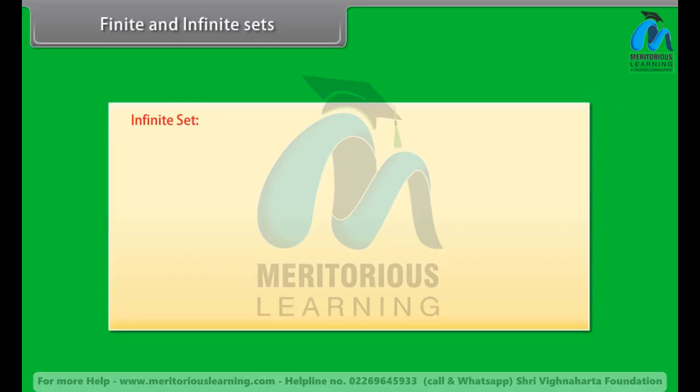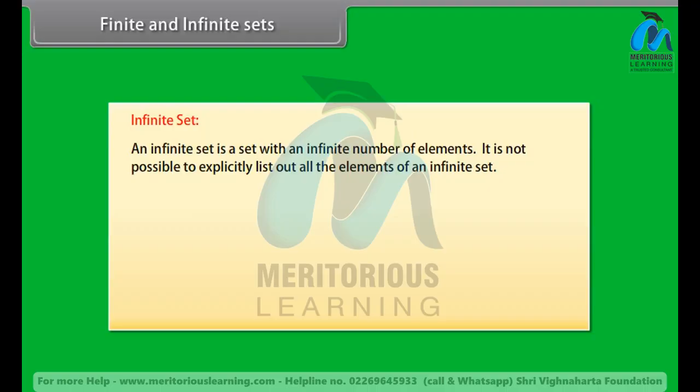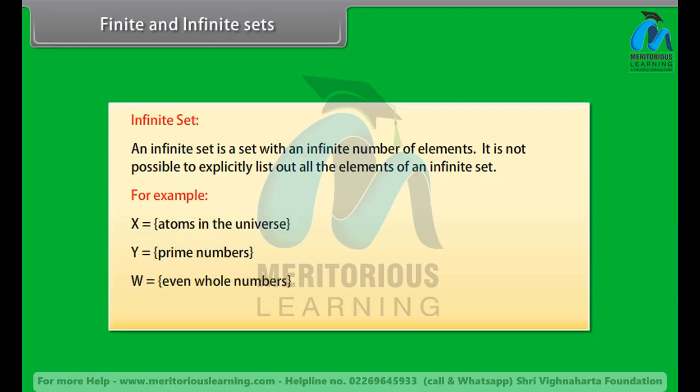Infinite set. An infinite set is a set with an infinite number of elements. It is not possible to explicitly list out all the elements of an infinite set. For example, X is the set of atoms in the universe. Y is the set of prime numbers. W is the set of even whole numbers. These are infinite sets.